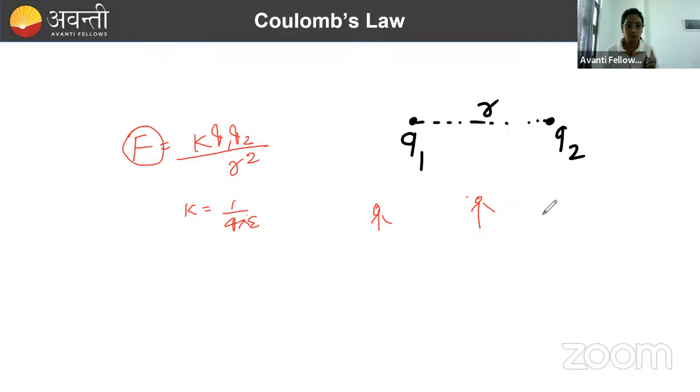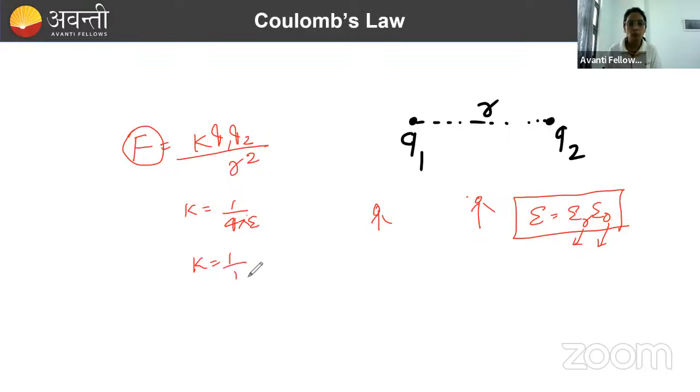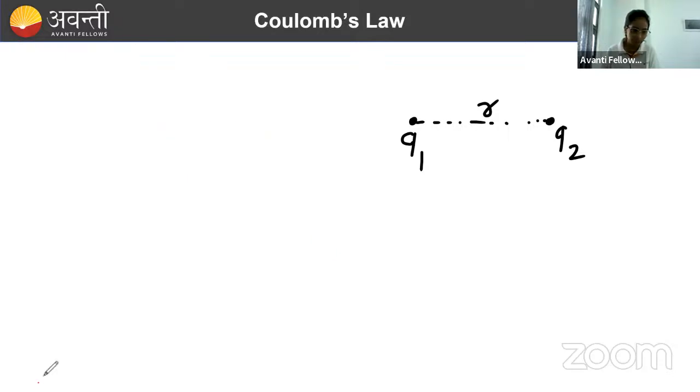Now, what's the relation we need to remember here? Epsilon is equal to epsilon r epsilon naught. Epsilon r is the relative permittivity, and epsilon naught is the permittivity of vacuum. And if K is equal to 1 upon 4 pi epsilon naught, then its value is equal to 9 into 10 to the power 9, with proper units. So these are the things you need to remember here. Now, what else do we need to see ahead?